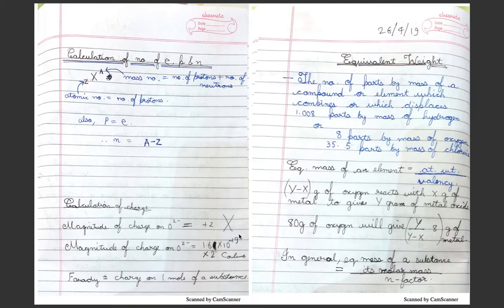Calculation of charge. We think that the magnitude of charge on an O2 minus ion will be plus 2, but it is wrong. Actually, the magnitude of charge is represented by 2 into 1.6 into 10 to the minus 19 coulomb.